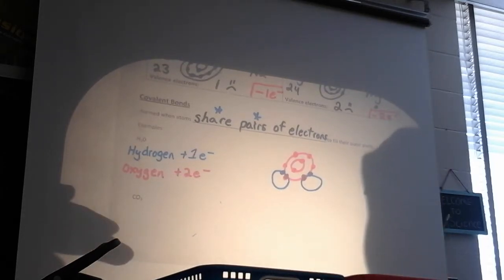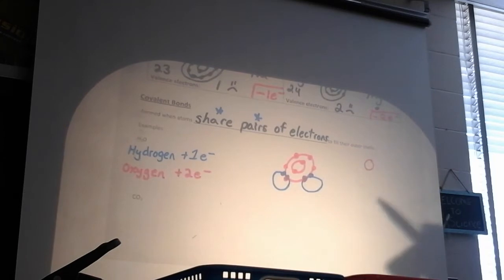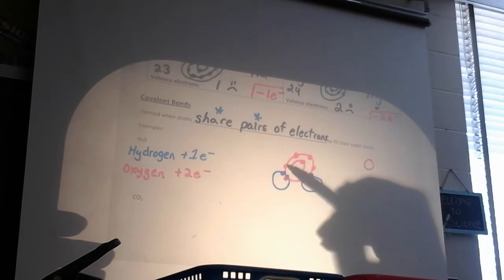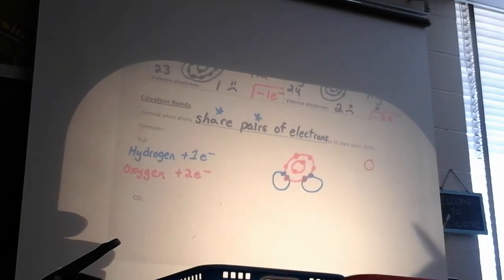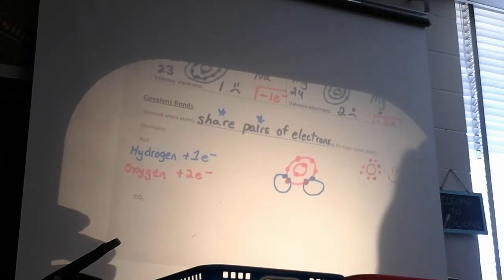So let's look at our oxygen. Here's our Lewis structure for oxygen. Let's recount how many valence electrons oxygen now has since it's bonded. Let's look. 1, 2, 3, 4, 5, 6, 7, 8. Now it has 8. Oxygen is now happy. Yay, oxygen.